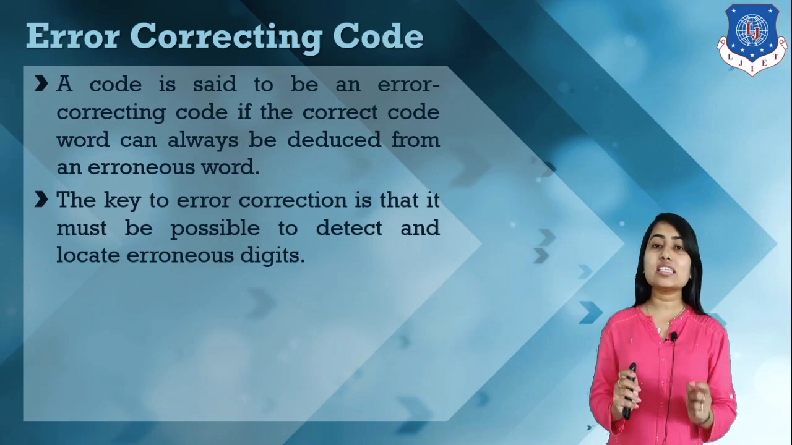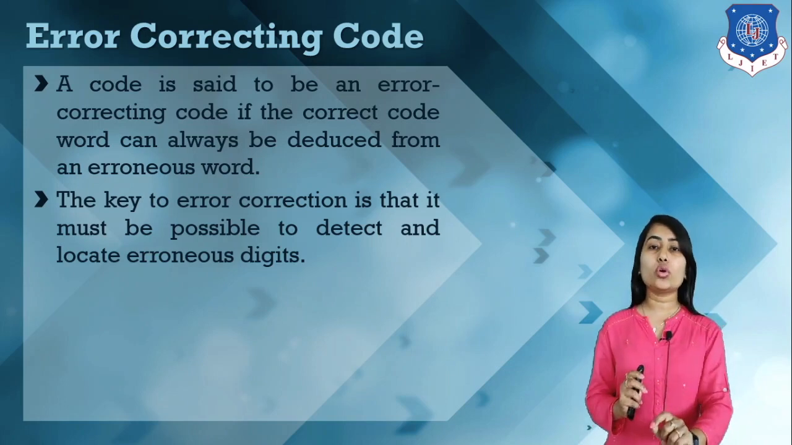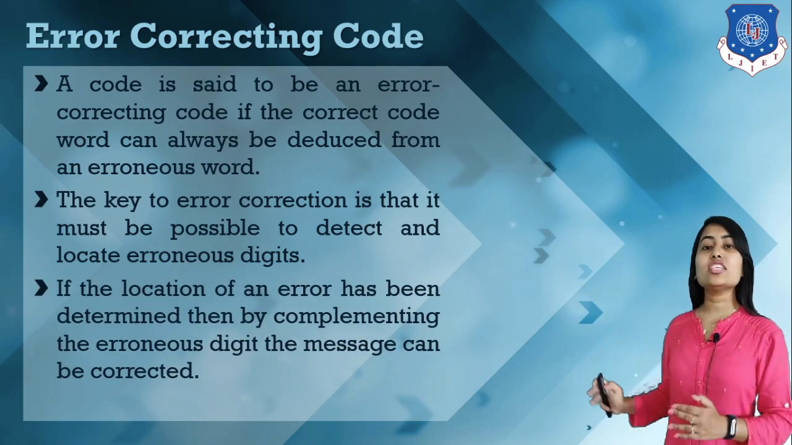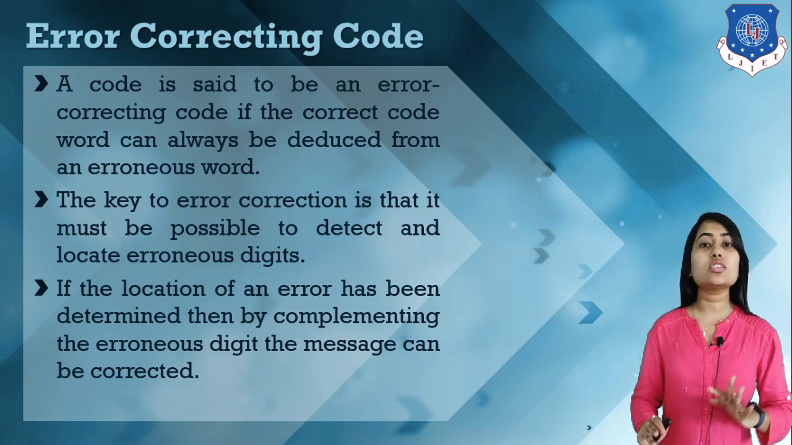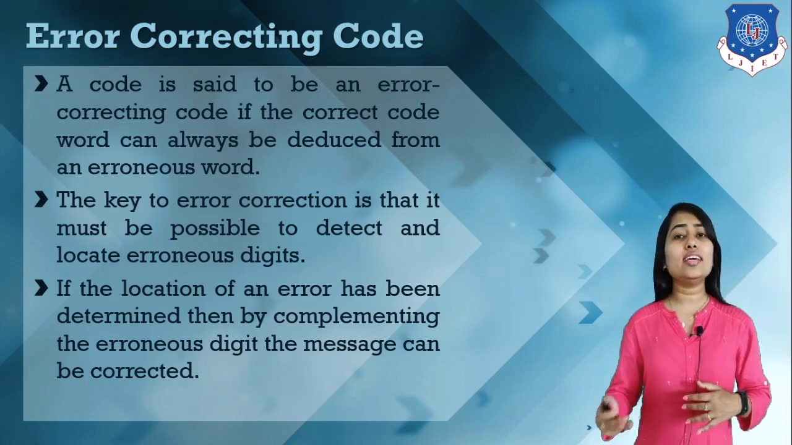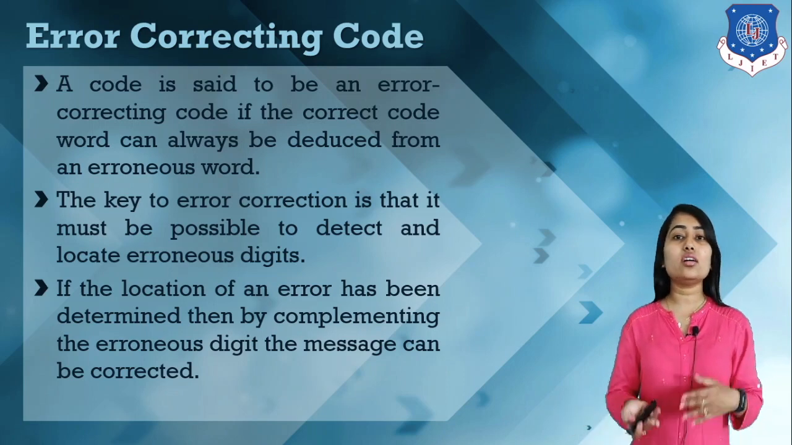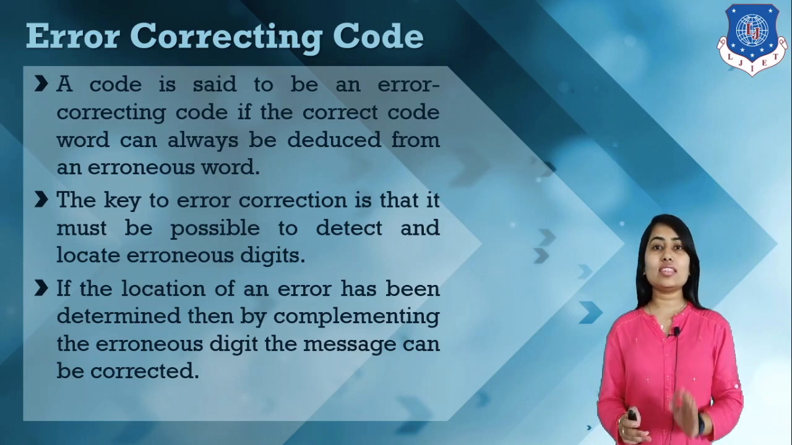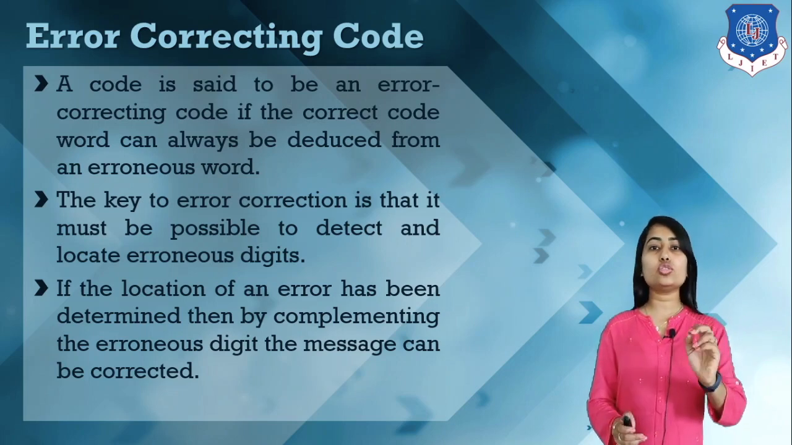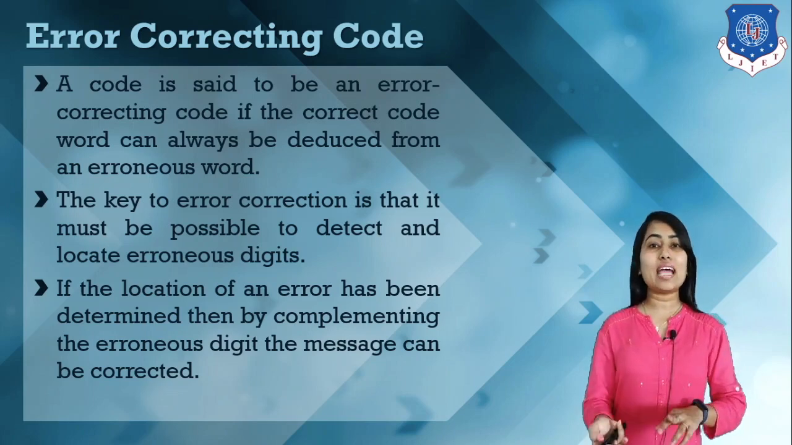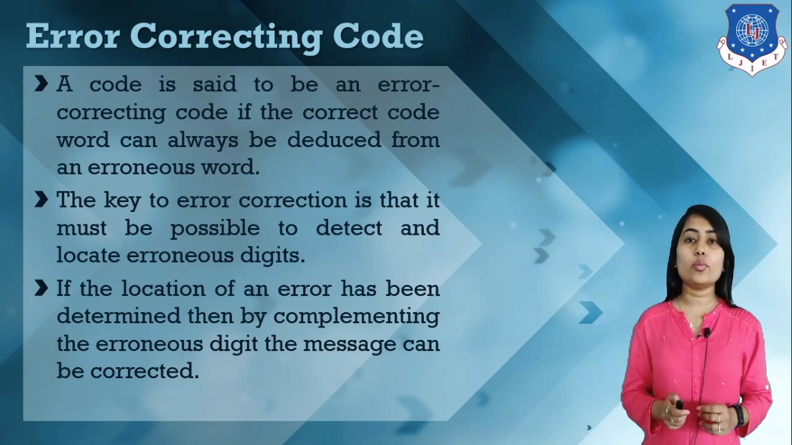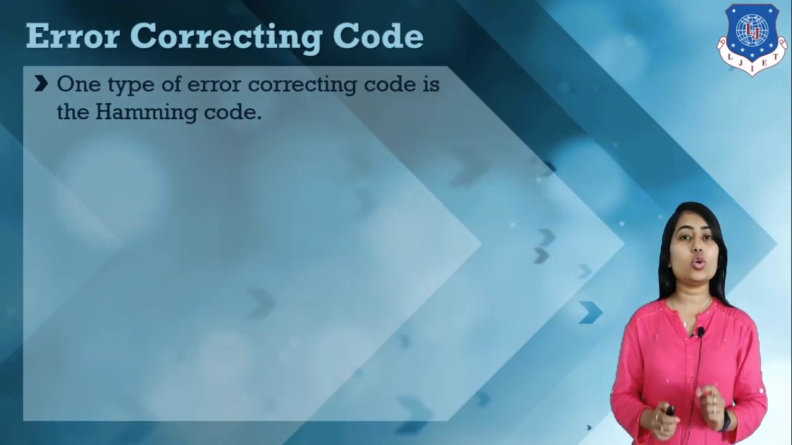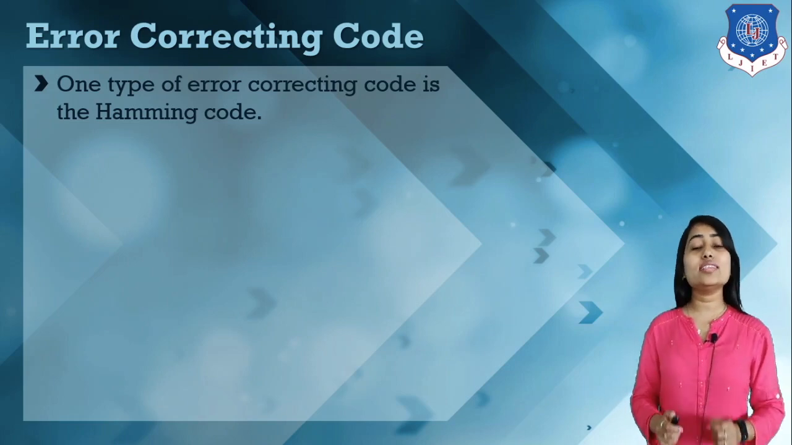So it is necessary to identify and locate the error, so that we can correct that error by just complementing it. Because in binary, when our message gets altered, there are only 2 possibilities: from 0 to 1 or 1 to 0. So if we identify the location where the error occurred, we simply complement that bit, and we have our correct information. One type of error correcting code is the Hamming code.